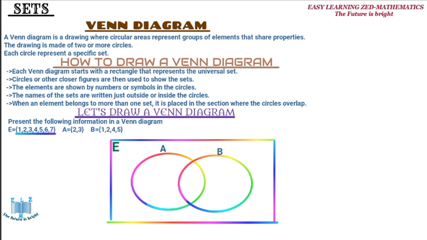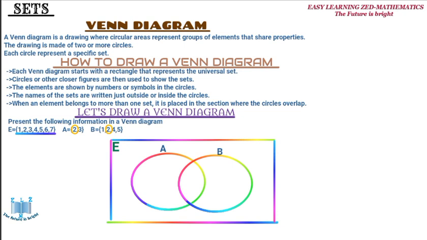So when you look at set A, we have got 2, the one I've circled there in yellow. Is 2 found in set B? Yes, it is found in set B. This one is common. So since it's common, we are going to go to point number 5, where they are saying when an element belongs to more than one set, it is placed in the section where the circles overlap. So since 2 is found in both sets, that means we are going to put it where these 2 circles overlap, and that is in the middle. So we're going to write 2 here, in the middle, because it's found in both.